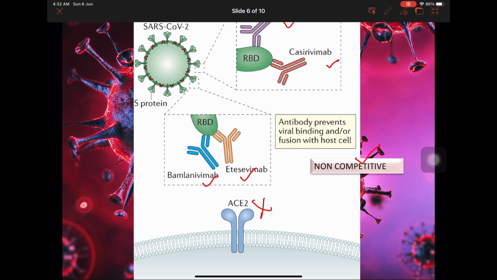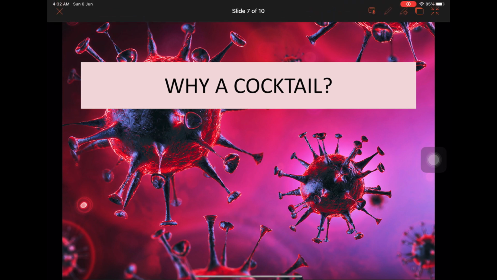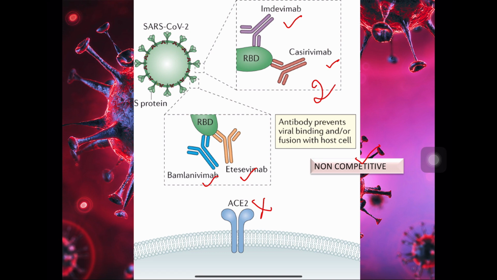Now the doubt that comes to my mind is, why is there a need for 2 antibodies? One antibody could do the trick, right? So why a cocktail? I read about it. The concept is, there is something very special about a virus, especially a respiratory virus. Why are we so scared about influenza? Why are we so scared about SARS? These viruses are very clever.